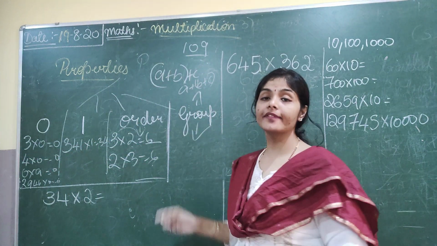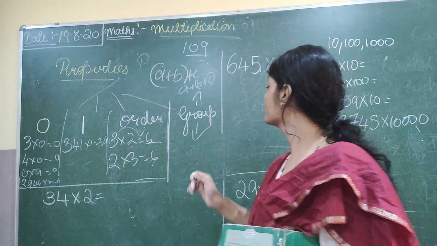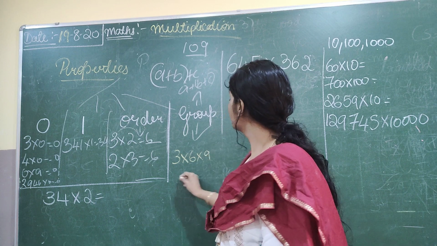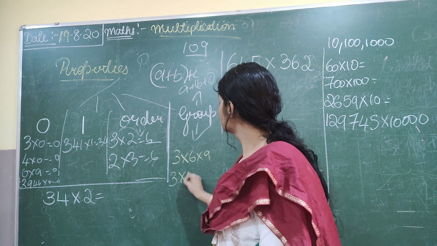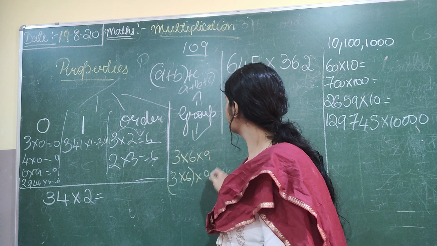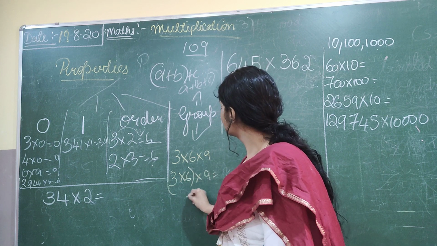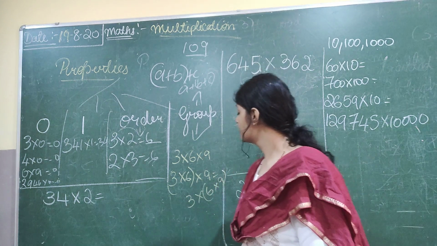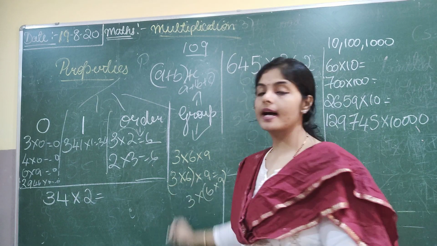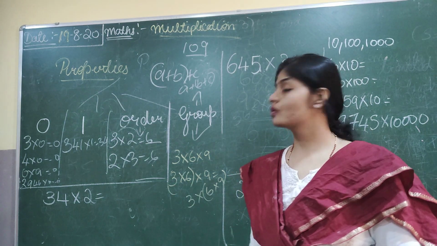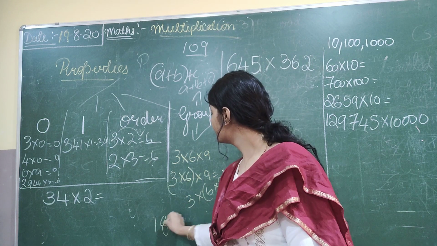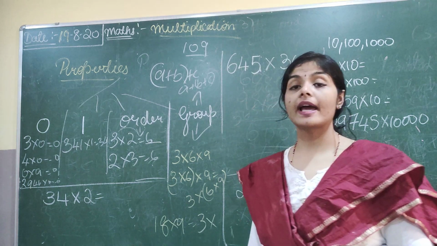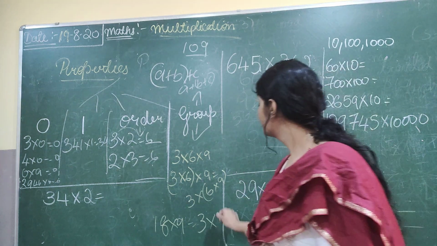Children, in a group you have 3 numbers to multiply. We wrote 3 into 6 into 9. How will you write it? 3 into 6 into 9 is equal to 3 into 6 into 9. Understood? This one, how much is 3 6s? 6 1s are 6, 6 2s are 12, 6 3s are 18. 18 into 9 is equal to 3 into 9 5s are 45, 9 6s are 54.